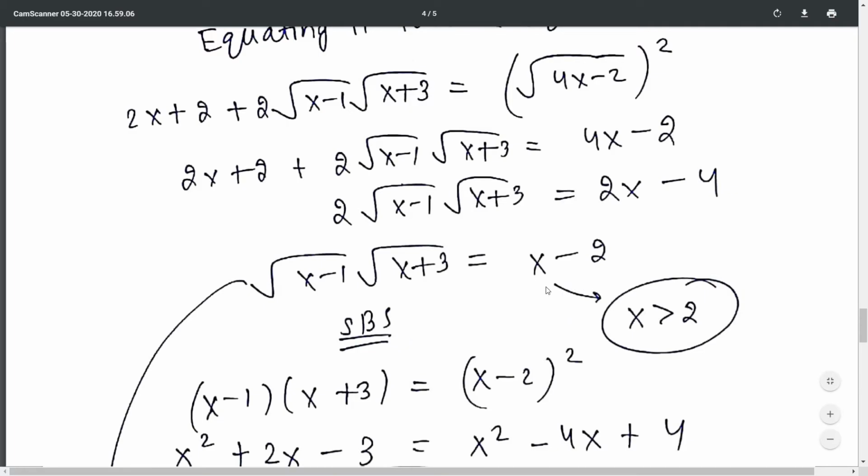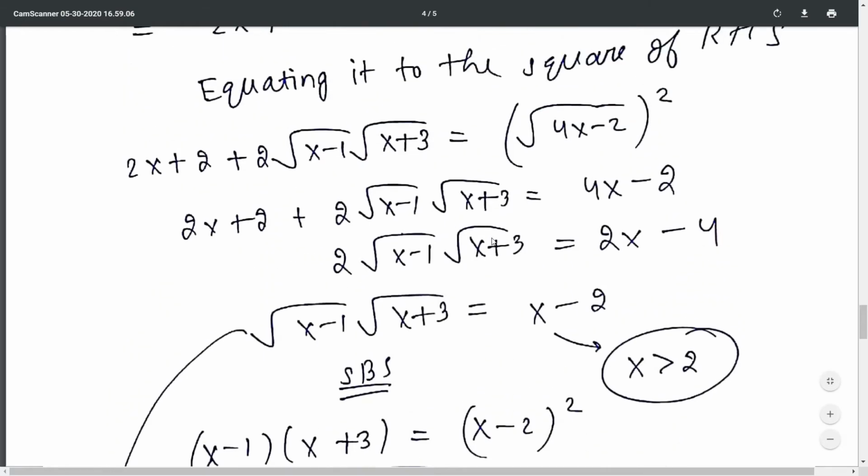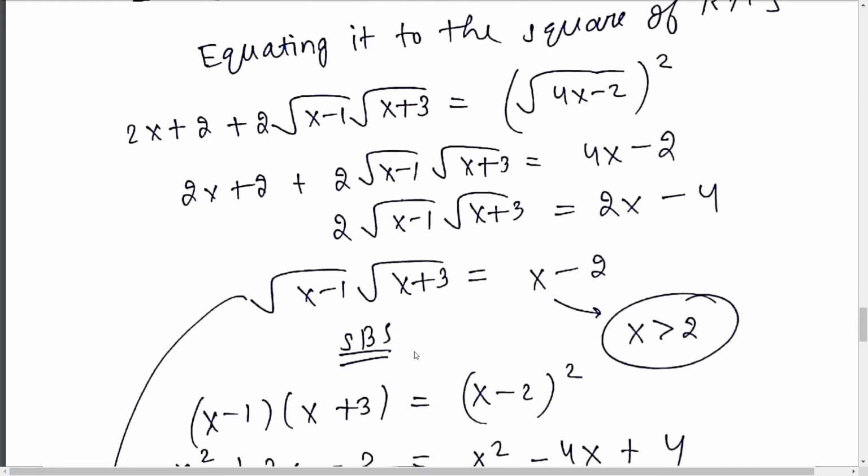Now one condition we need to apply is that whenever we square, both sides should be positive, otherwise this rule will fail. Suppose this side will be always positive because it is a multiplication of square roots. And suppose this side is negative, so this is not possible. So both sides should be positive while squaring. So x will be greater than 2, a condition we write before squaring. And in case after solving x comes to be less than 2, then that will not satisfy this equation, because this will become negative and this is positive, right?